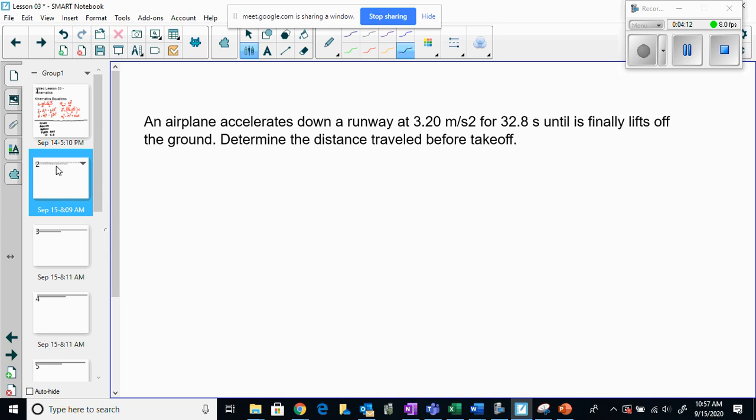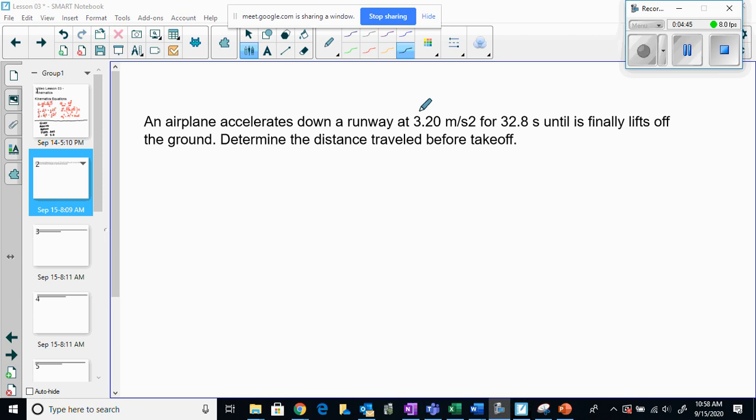An airplane accelerates down a runway at 3.2 meters per second squared for 32.8 seconds until it finally lifts off the ground. Determine the distance traveled before takeoff. So now I will leave you 1 or 2 minutes to sort out what is given, what they are asking, and go from there.